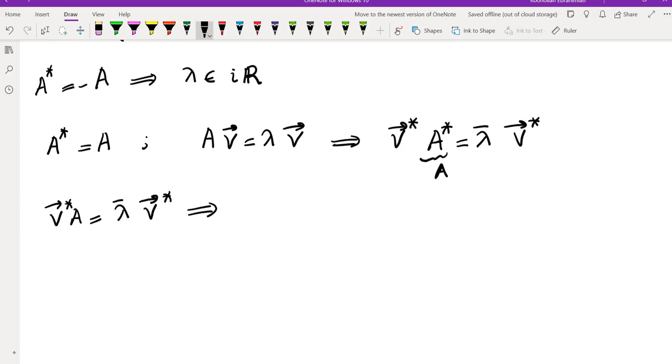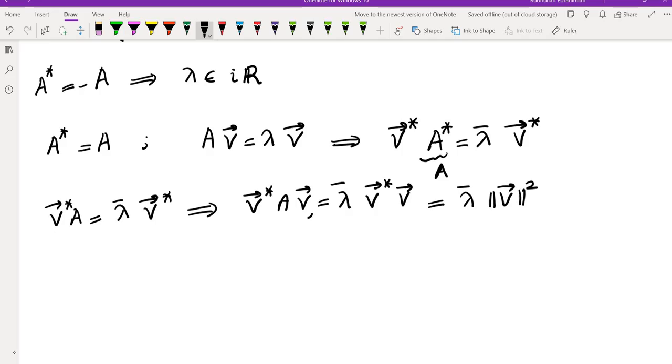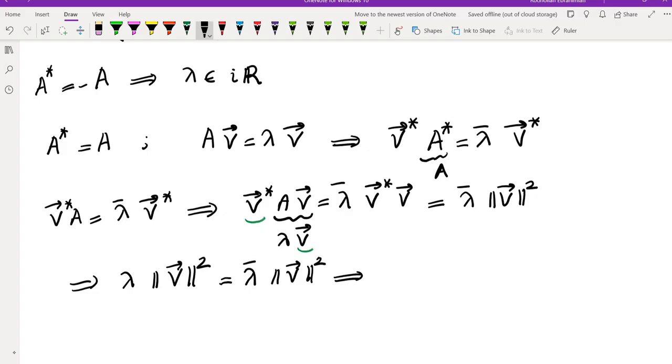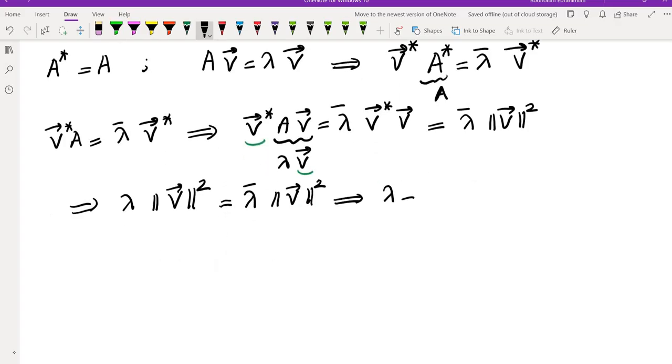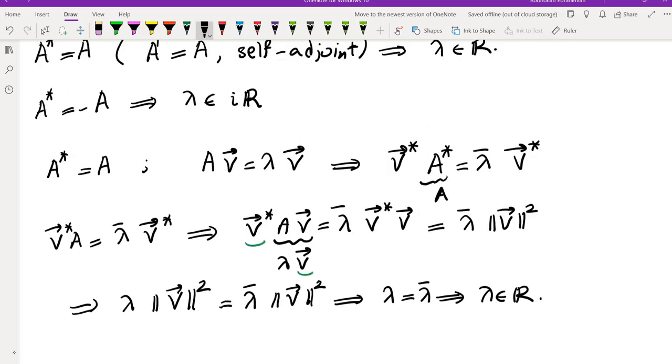So we're going to multiply both sides by V from the right. We get V star AV equals lambda bar V star V. So we can look at this one another way as well. This is lambda V, so this tells us that lambda magnitude of V squared, because on this side we have V star V, which is magnitude of V squared, is equal to lambda bar norm of V squared. Now norm of V is non-zero because V is a non-zero vector, so that means lambda equals lambda bar, which means lambda is real. So perhaps I can use a similar strategy, but there are two obstacles here.